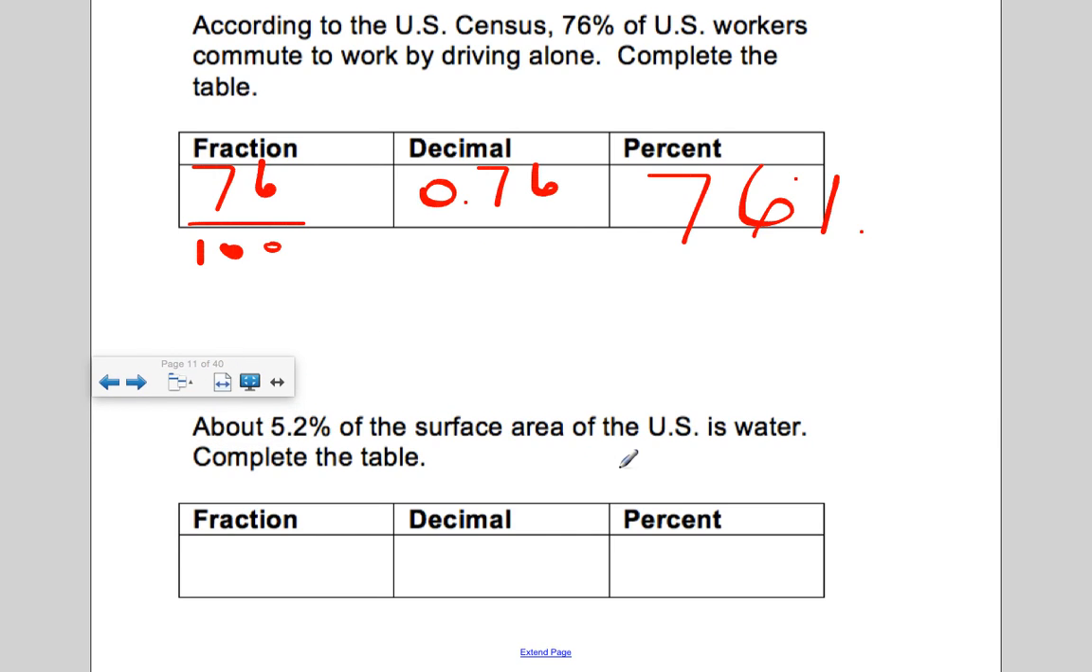Well, let's make it a little harder. 5 and 2/10% of the surface area of the United States is water. Complete the table. Well, the fraction would be 5 and 2/10 per 100. So, how would I write this as a decimal?